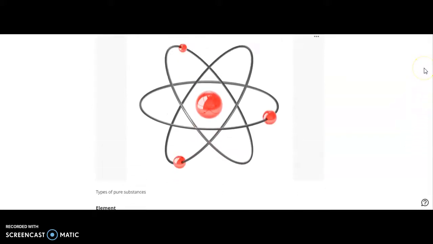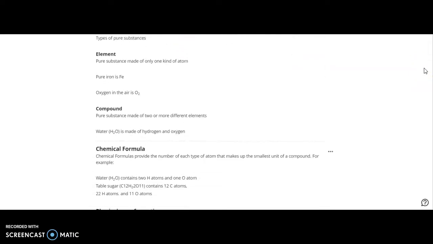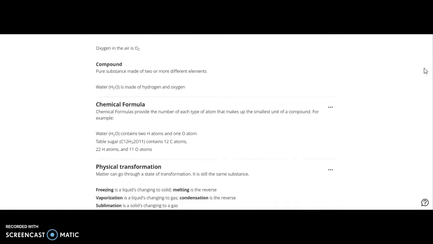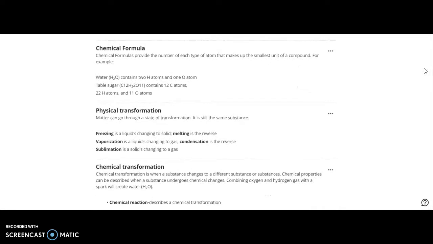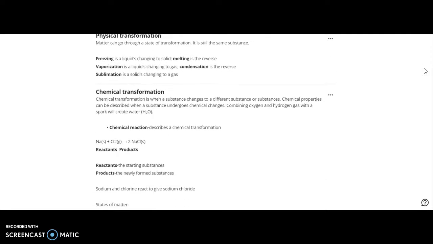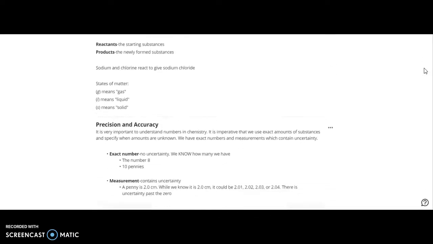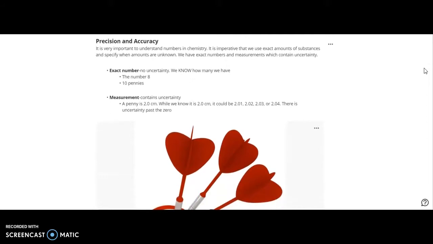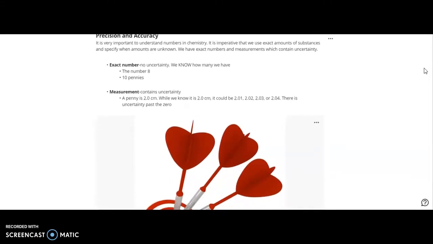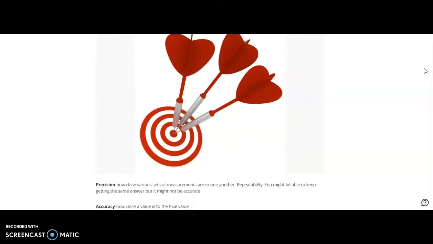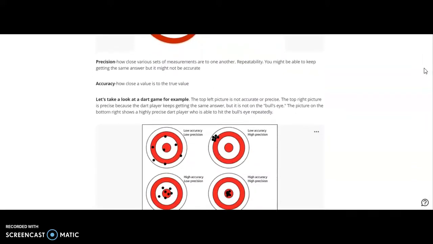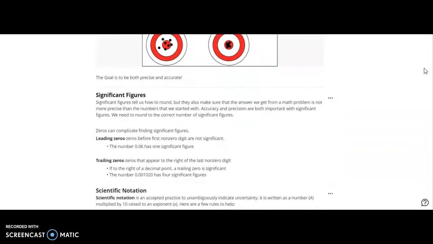Elements, okay, so everything is made out of atoms, which includes the different elements from the periodic table. Compounds are various elements that are put together. A chemical formula is when you take more than one element and put it together. We talk about physical and chemical transformations this week. Precision versus accuracy. Precision is getting the same answer over and over again. Accuracy is getting it right on the bullseye. We use the dart game as an example here.